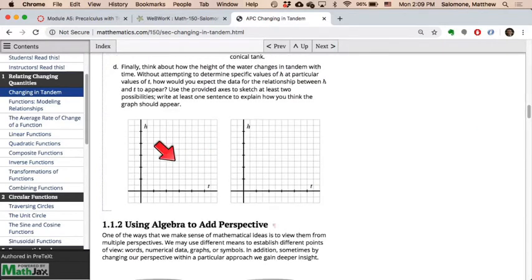First of all, what shape was your graph? Tell me about your reasoning. So you sketched a graph of height versus time that looks like this. So why is it curved?